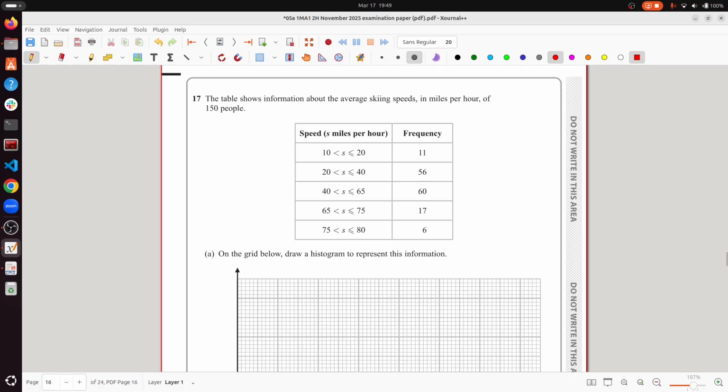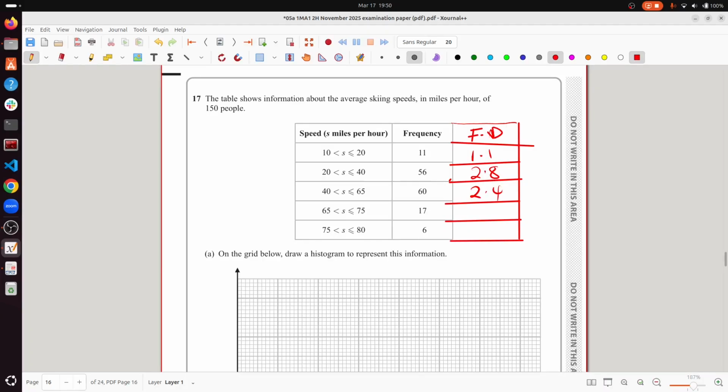For number 17, it says the table shows information about the average skiing speeds in miles per hour of 150 people. So we need to draw a histogram. So the first thing we need to do before we can draw a histogram is to calculate the frequency density. So for the first one, we have 11, class size is 10, so that's 1.1. The second one is 56 divided by 20, and that is 2.8. Third one is 60 divided by 25, and that is 2.4.